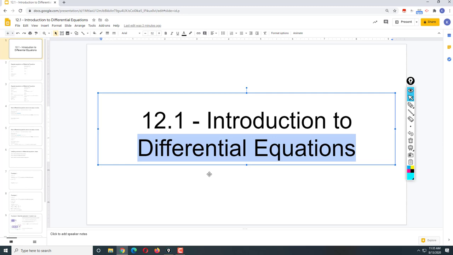Differential equations are not a huge part of the AP test, it's about 10%, but it's really useful for future classes. If anyone wants to go into most engineering fields or any field in the physical sciences, you're going to need differential equations.